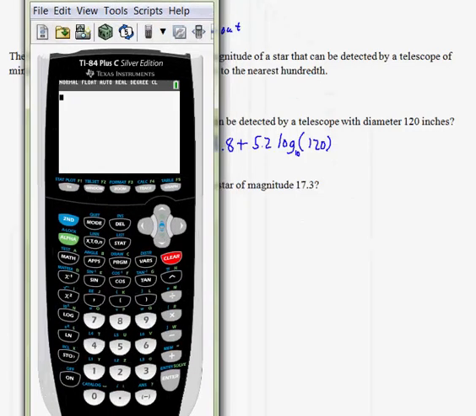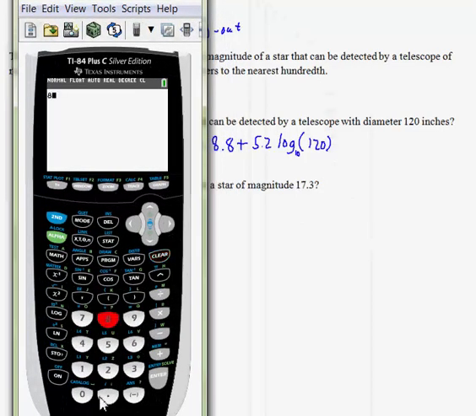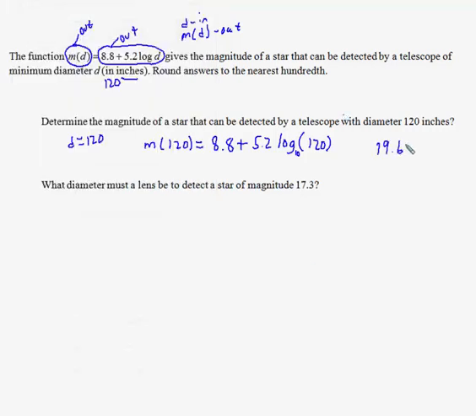It was 8.8 add 5.2 multiplied by the common log, that's this guy, of 120, and I'm going to put a right parenthesis there just to make things look neat. So I'm getting to the nearest hundredth. Remember, the hundredth place is the second decimal. Because the digit to the right is a 1, I need not round that up, so it's 19.61. They didn't give me units on the magnitude, so I'm not sure exactly how big that is.